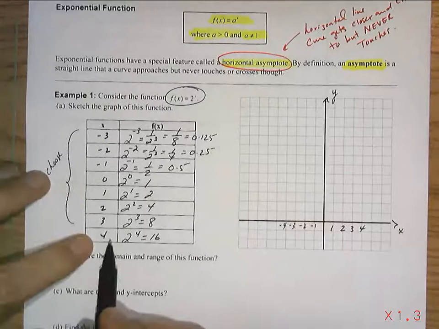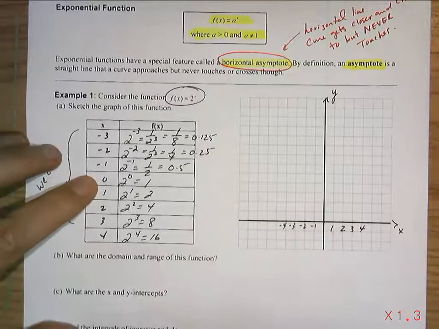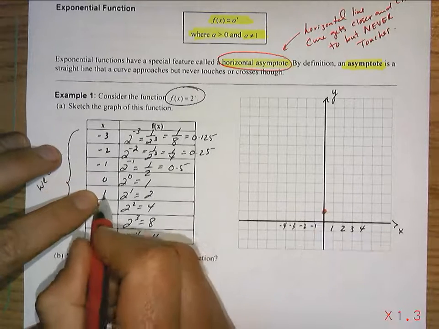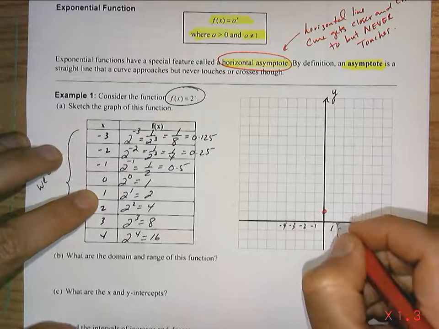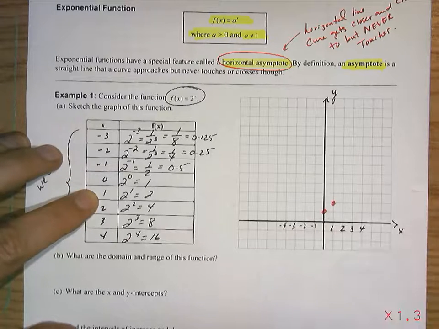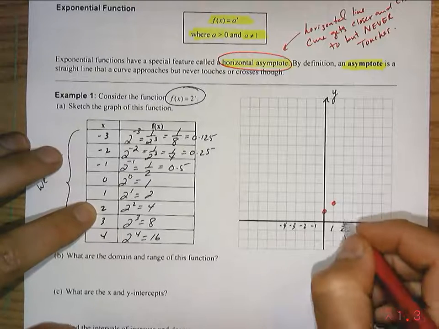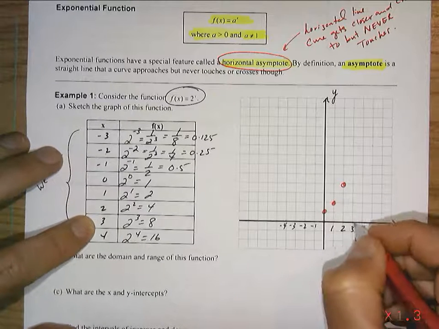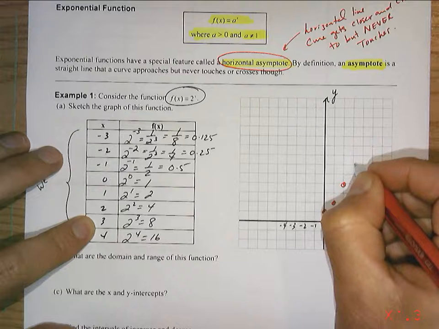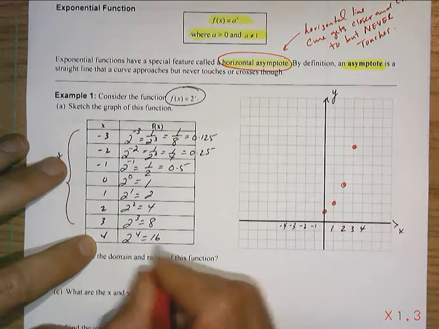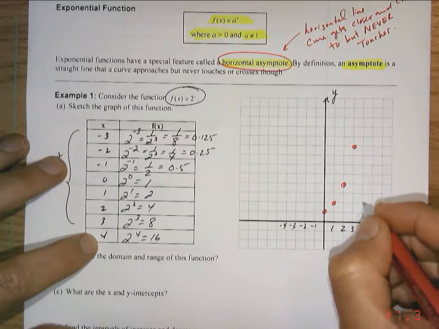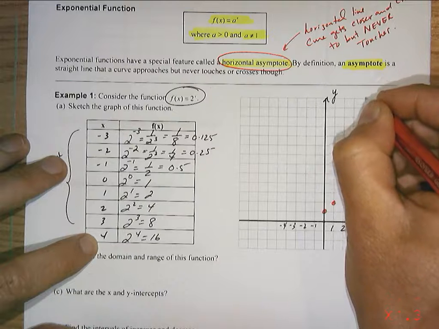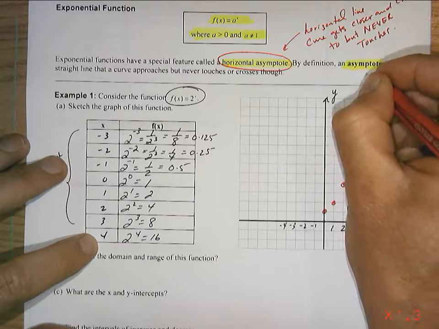The easier one to plot is 0, 1. So it's going to be 0, 1 right there. This one's easy to plot. 1 and 2. 1, 2. 2 and 4. 3 and 8. 4 and 16. Way up here somewhere.